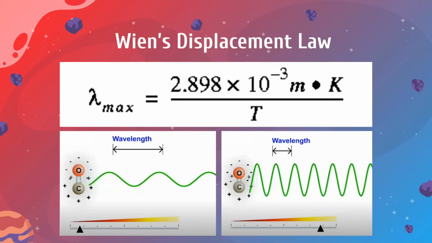Wien's displacement law states that for a black body, the wavelength of peak radiation emission, lambda max, is related to the temperature T of the black body. It states that lambda max equals 2.898 times 10 to the power of negative 3 meter Kelvins over T.